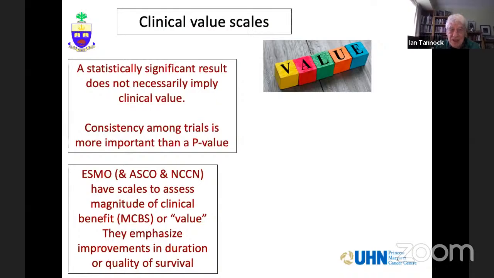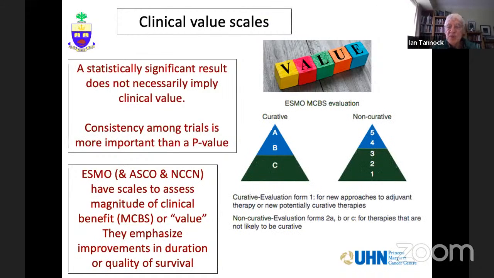And then value. A statistically significant result doesn't necessarily imply clinical value. And I said consistency is more important. ESMO and ASCO and the NCCN have scales to assess the magnitude of clinical benefit or value. And sensibly, they emphasize improvement in duration and quality of survival. This is the ESMO system. It applies mainly at the moment to drug therapy, but it can apply equally to radiation therapy. It separates the treatments into whether they're potentially curative, that is adjuvant therapy, adjuvant radiotherapy, adjuvant medical therapy, or non-curative.